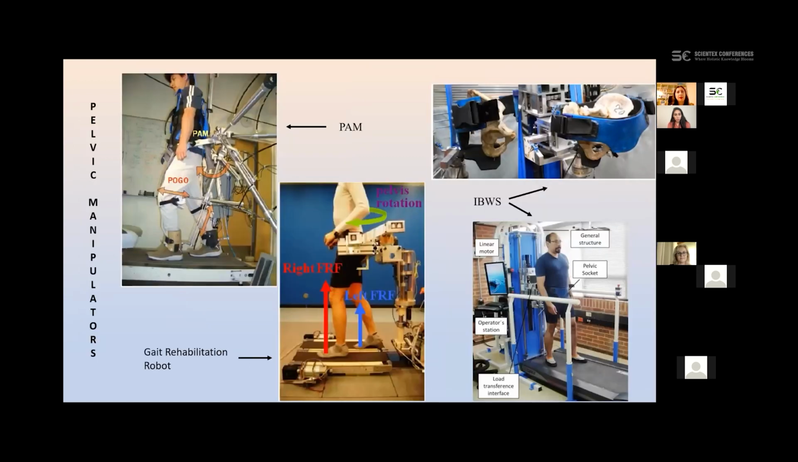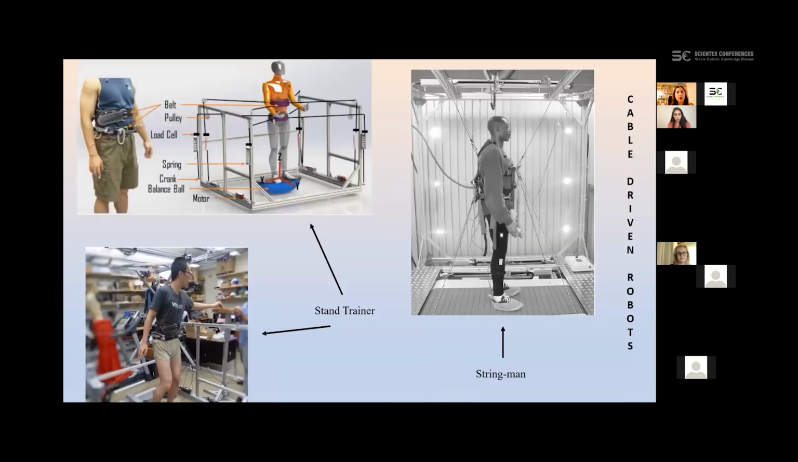Other treadmill-based systems with pelvis mechanisms are pelvic manipulators, such as PAM, which stands for Pelvic Assist Manipulator, IBWS, which stands for Ischiatic Body Weight Support System, and Gait Rehabilitation Robot, and cable-driven robots, or Y robots, Stand Trainer, which can also work with force plates, and Stringman.